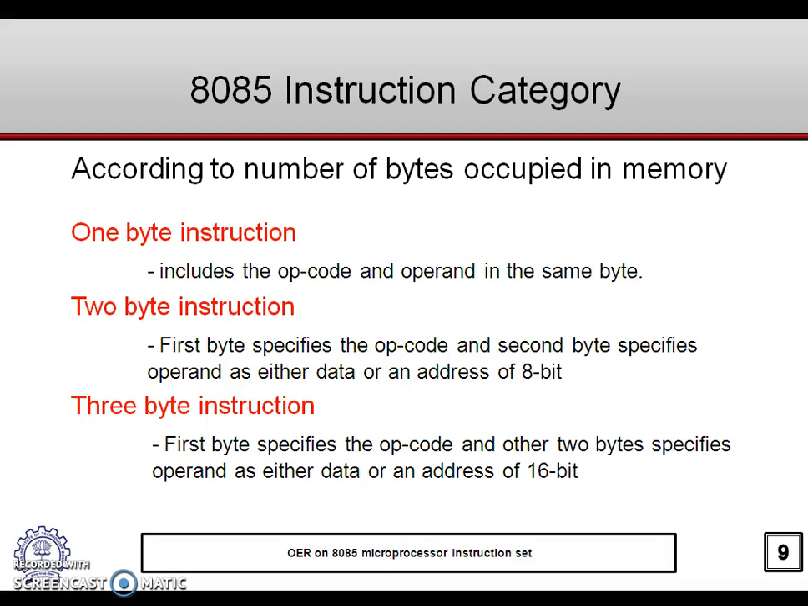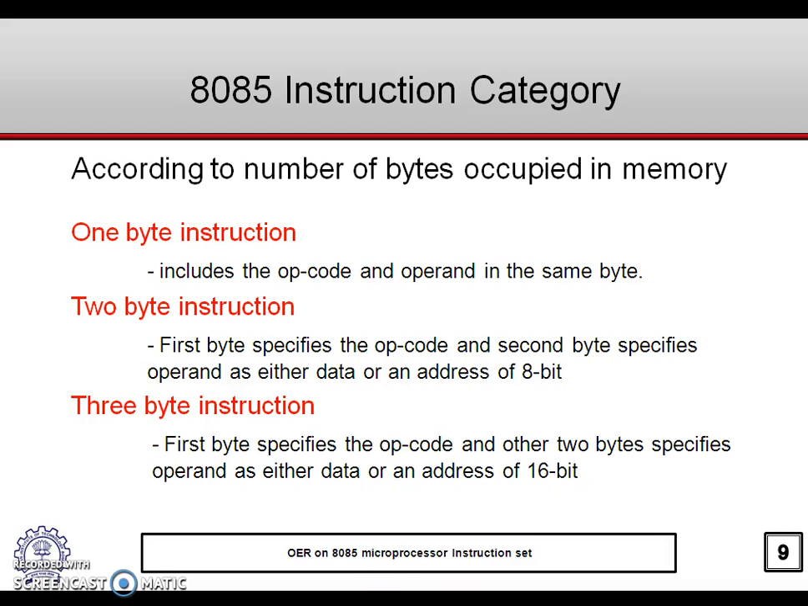Now according to number of bytes occupied in memory, there are three categories. There are three types of 8085 instructions: 1 byte instruction, 2 byte instruction and 3 byte instruction. In 1 byte instruction, both opcode and operand are used or shown using only 1 byte.